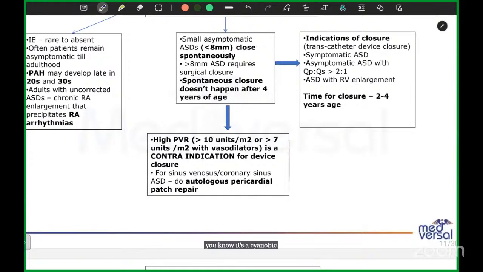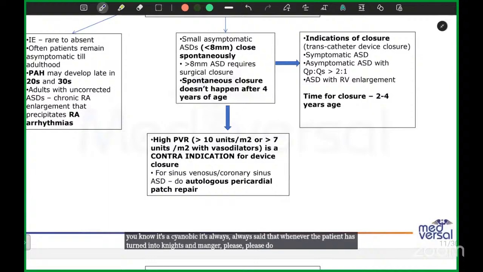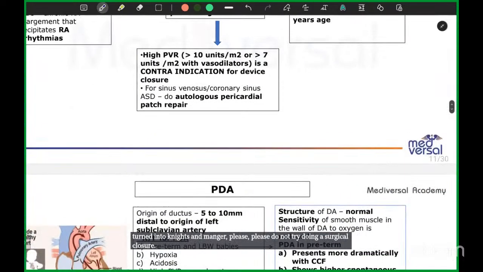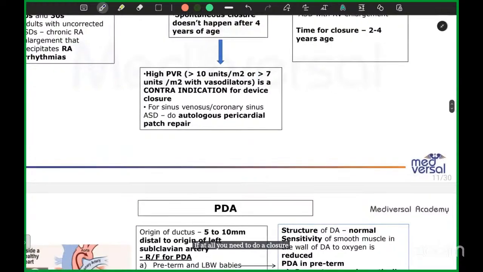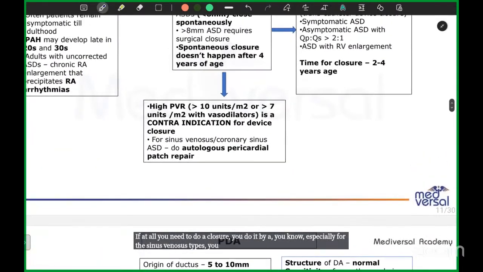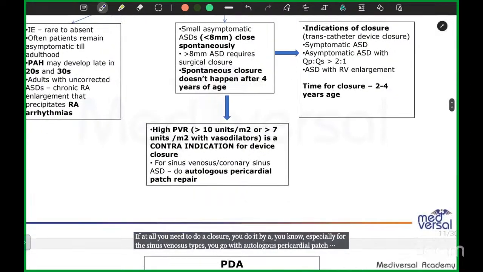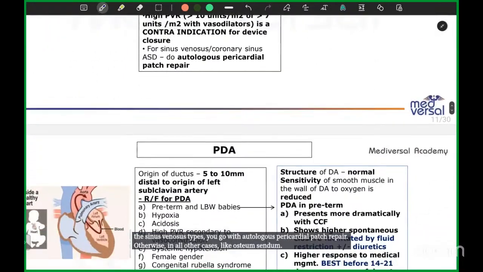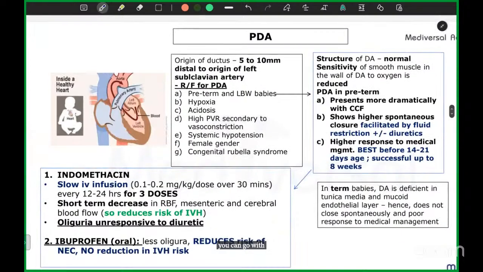And it's always said that whenever the patient has turned into an Eisenmenger, please do not try doing a surgical closure. If at all you need to do a closure, especially for the sinus venosus types, you go with autologous pericardial patch repair. Otherwise, in all other cases, like ostium secundum, you can go with a transcatheter device for closure.